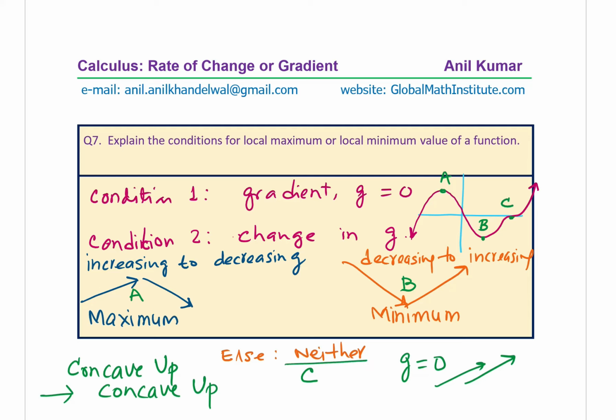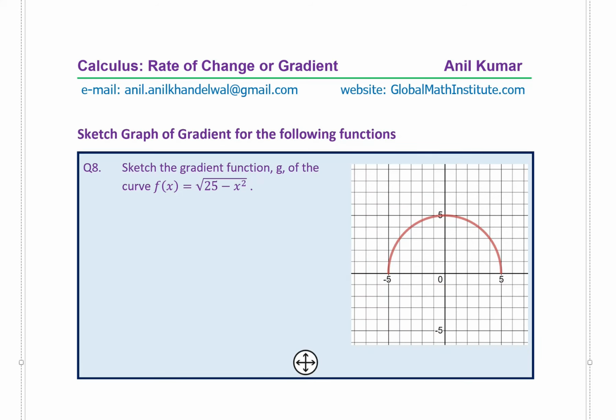So I hope that is absolutely clear. It's a very critical point to understand. So if I say that the gradient is zero, it could be maximum, minimum, or neither. So we have to perform the second test, and therefore we have both the conditions to be fulfilled to identify a point as a maximum or a minimum. Perfect. Now that's a very important aspect.